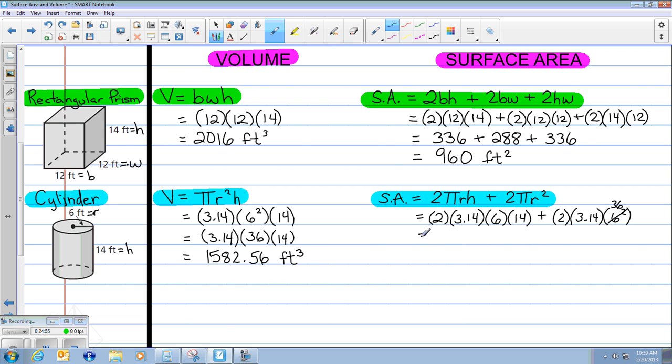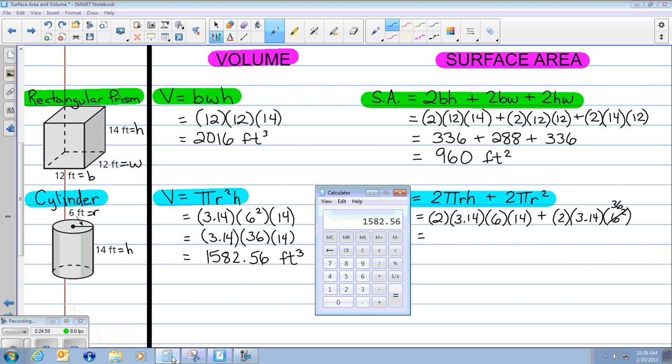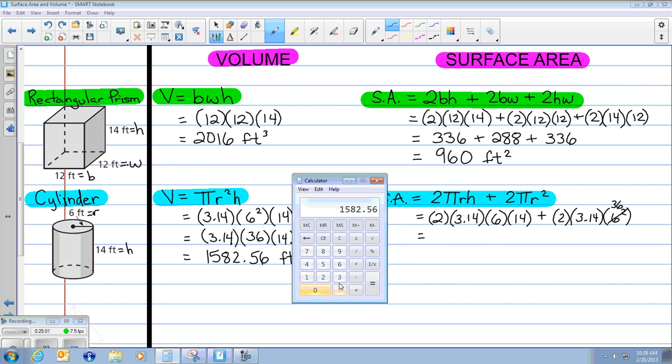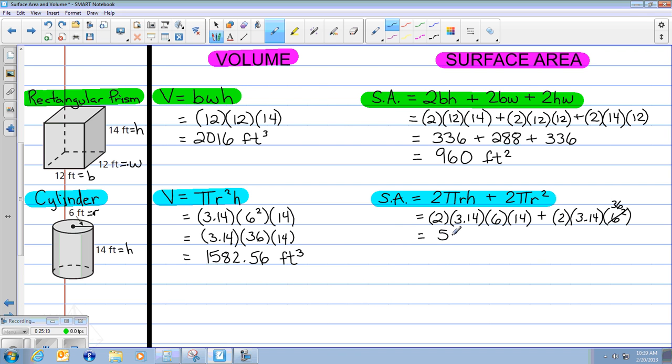All right, and then we're just going to use our calculators again, and be really careful, make sure you're calculating accurately. 2 times 3.14 times 6 times 14 is 527.52. Just remember we're going to do all the multiplying first, so I'm going to do all this multiplying, and then I'll add them together.